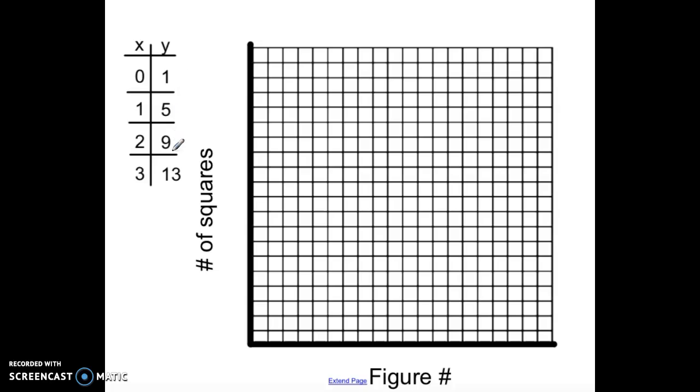Now, the y values, I have to go from 1 to 13. If I consider each square to be 1, I have enough space here because this is 20 tall. So I'll end up using up a little bit more than half of my space, but it's not enough space to count up by 2's because then I would need 26 lines. I only have 20. So I'm only going to count up by 1's.